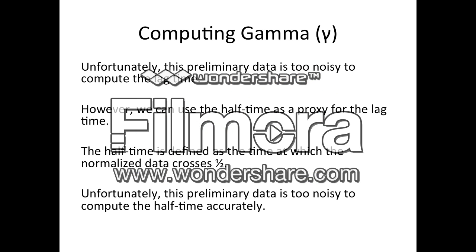Once we have this data, we then want to try to compute gamma. Unfortunately, this preliminary data is too noisy to actually compute the lag time. However, we found that we can use what's known as the half-time as a proxy for the lag time. The half-time is defined as the time at which the normalized data crosses the threshold 1/2. Unfortunately though, our preliminary data is so noisy that even computing the half-time accurately is difficult.